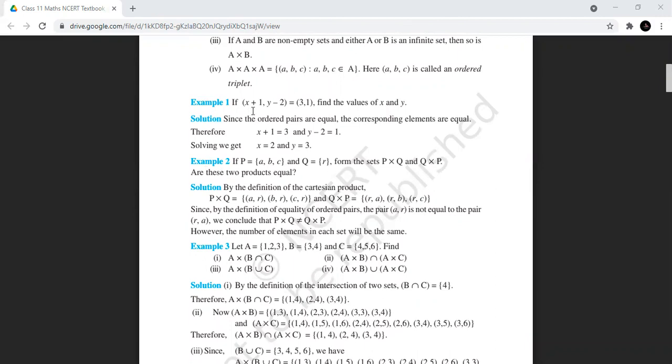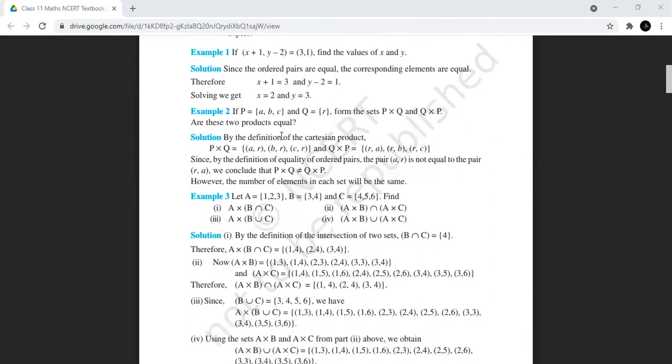Okay, so comparing, x plus 1 will be equal to 3. You can find x from there, then y minus 2 will be equal to 1. So I guess you can read through them and you'll easily understand. Then the next two sets, P and Q, are given to you. You have to form P cross Q and Q cross P.